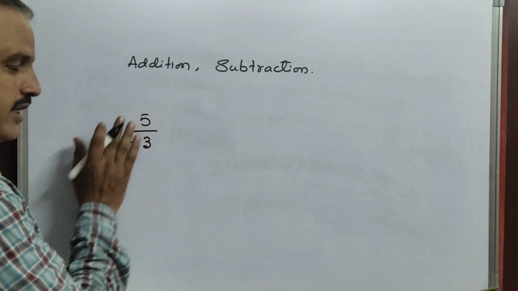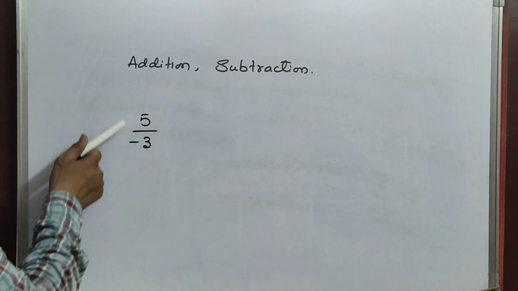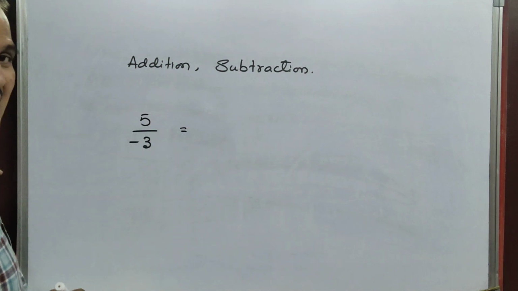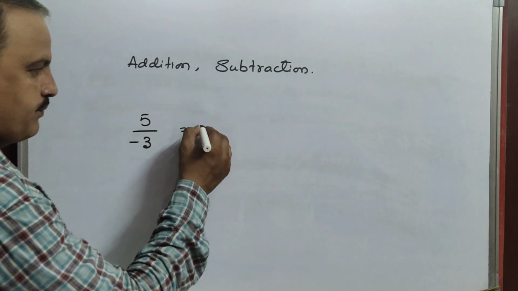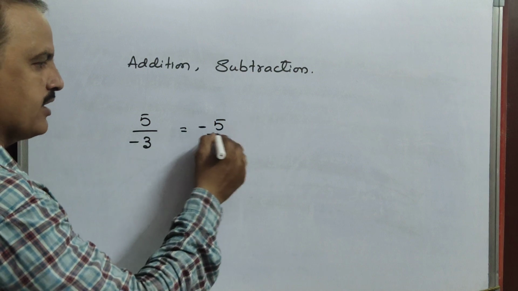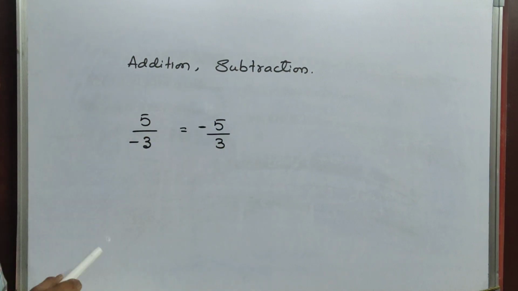This is not a standard form. This is given as 5 by minus 3. We can write the rational number like this, but always the rational number should be in standard form. If they ask to write in standard form, we have to write this negative symbol in the numerator place and write the same question. That means minus 5 by 3.